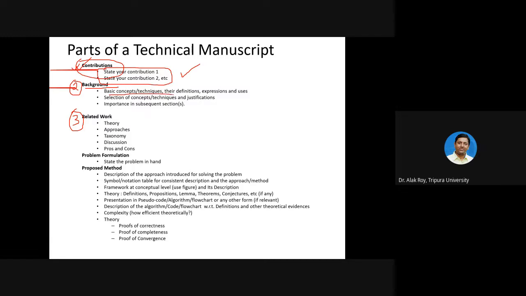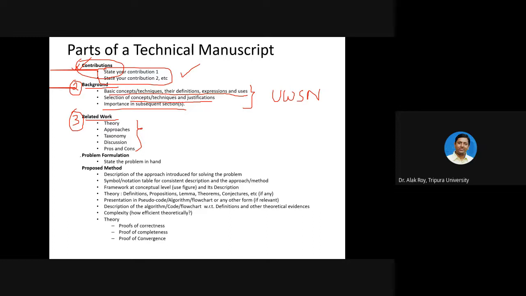Basic concepts, technique, their definition, expression, and uses, and selection of concept, technique, and their justifications, and importance in subsequent sections. Okay, these are the things covered in background details. As an example, I am saying details of underwater sensor network you have to cover in background. In related work you have to cover the available theory, their approaches, taxonomy, discussion, pros and cons.